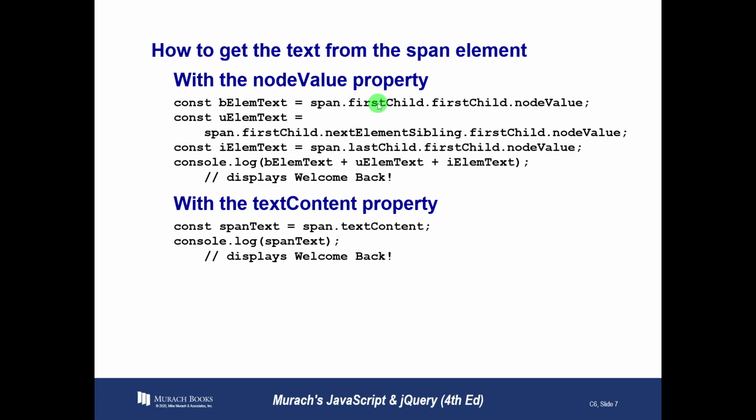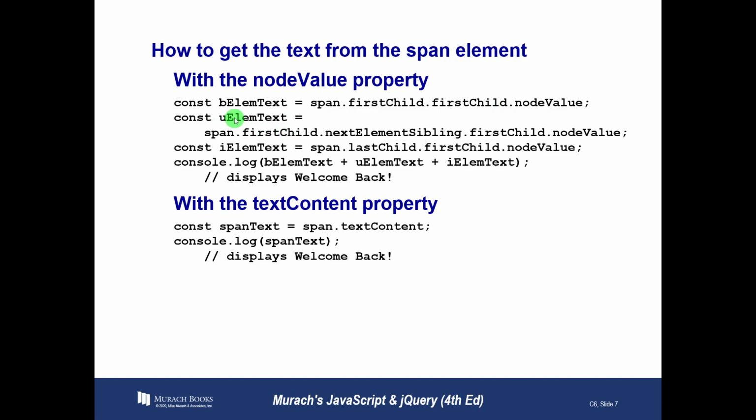Got the first child. We got that first child's first child, so we kind of chained them together here. So the first child of the B is the text node, and then we took the node value from that text node. That seems a little complicated. We're going to learn better ways to do this as we go, but you need to kind of understand the logic of using these child nodes.